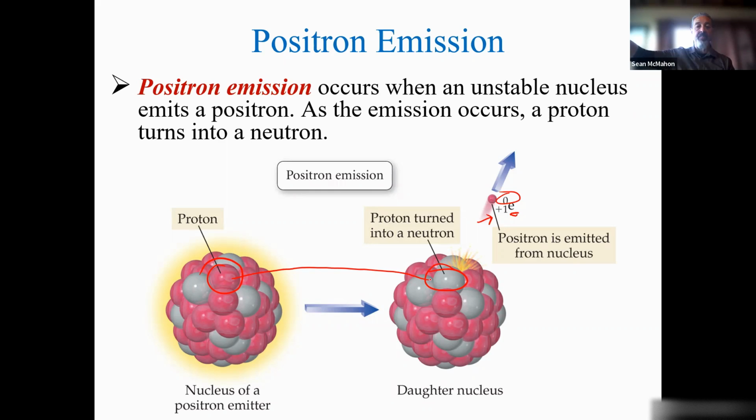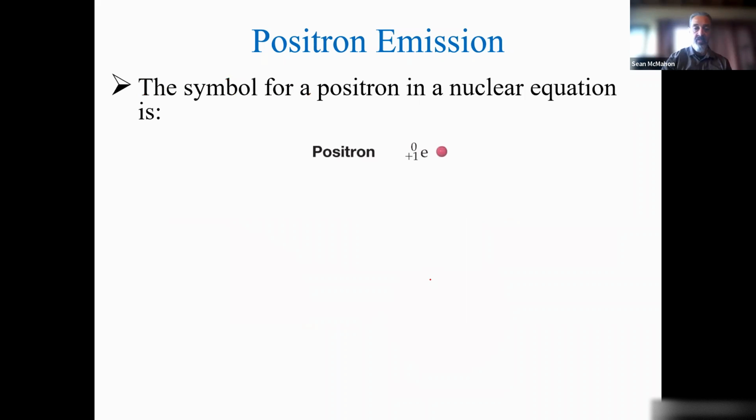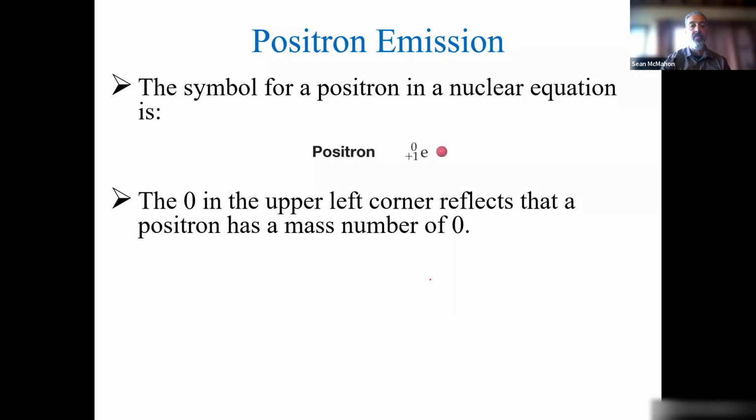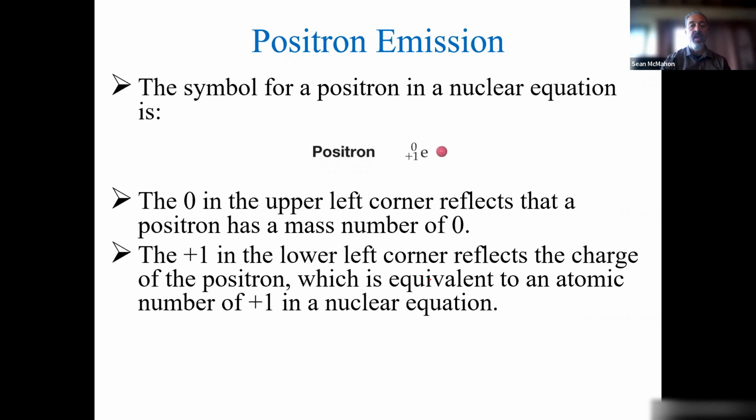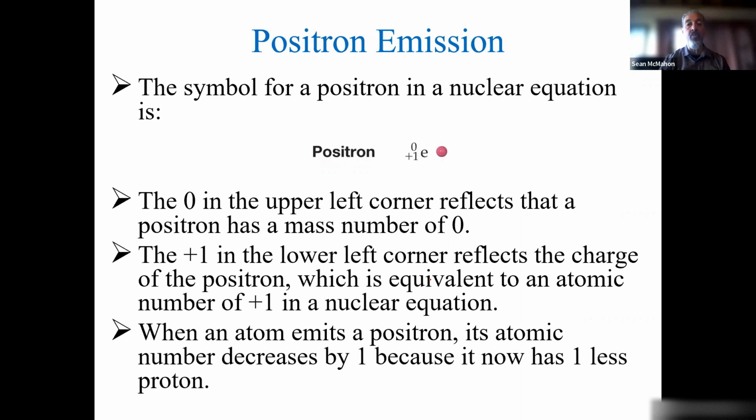But now what's going to happen is I'm going to see that the atomic number is actually going to decrease, even though the mass number is the same. So for positron, we're going to use this symbol. The 0 in the upper left of this radioisotope means that the mass number is 0. And the +1 in the lower left reflects the charge of the positron, and it means that the atomic number is +1 in the nuclear equation, which means I'm going to see a decrease in the nucleus of the original radioisotope, and I'm going to have one less proton.